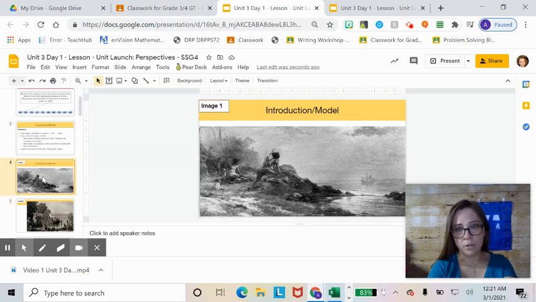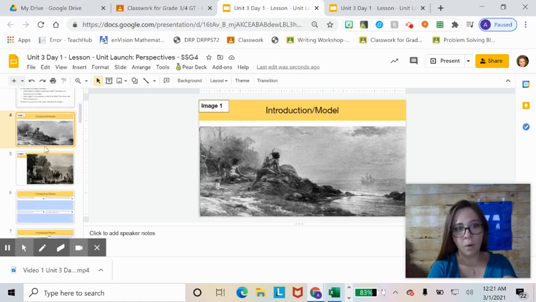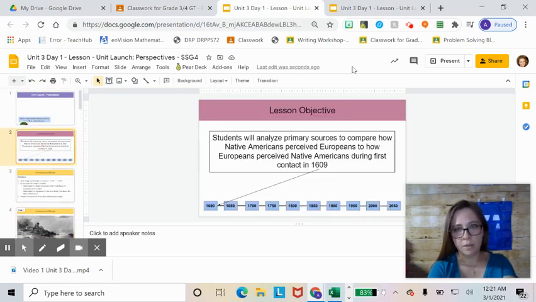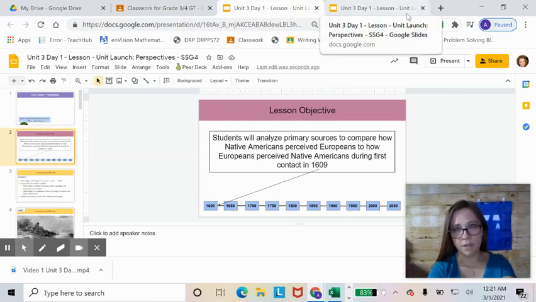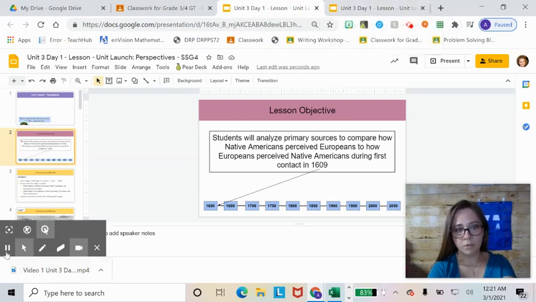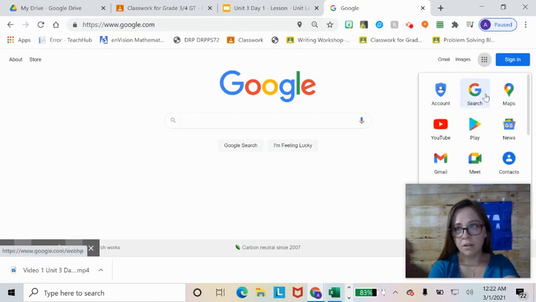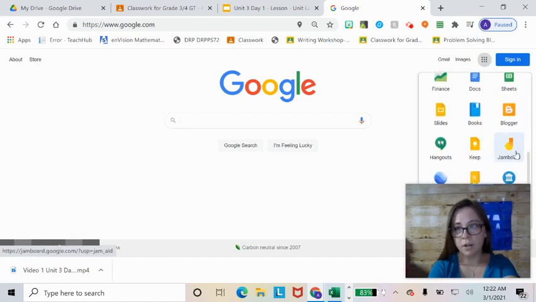So one thing that I'm going to do for synchronous instruction, one of the big things was really having students understand the word perceive. I want to know what students' understanding of the word perceive is. So I want to get them started with a Jamboard to gauge their understanding of what the word perceive means. I'm going to do this by going into Google, clicking on my waffle, and scrolling down to Jamboard.